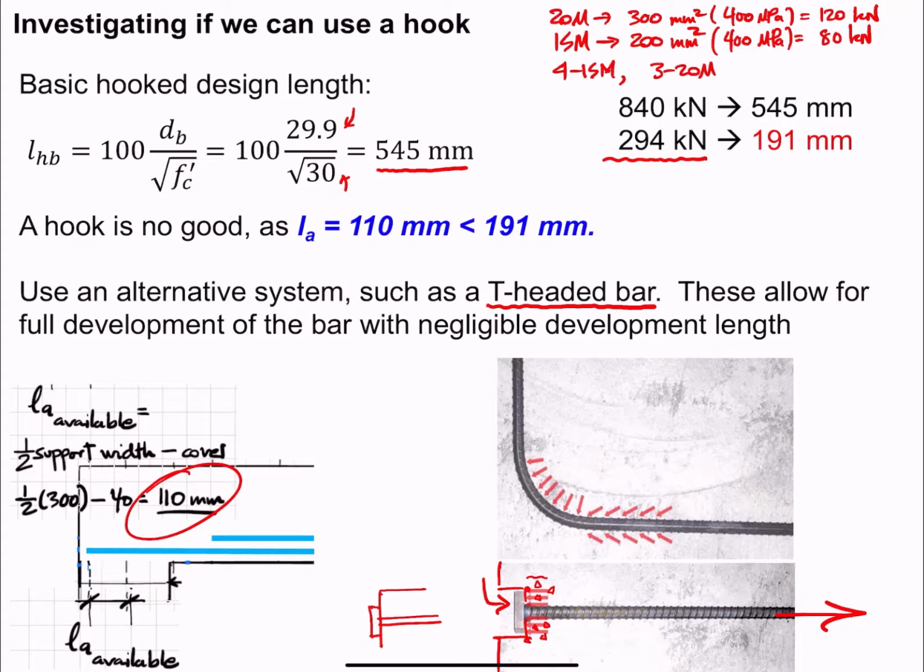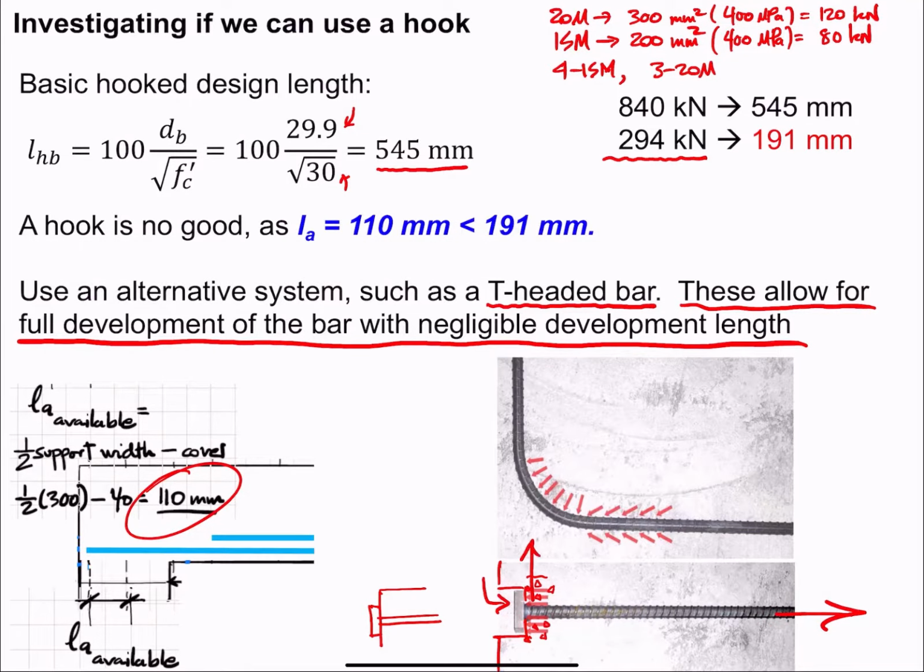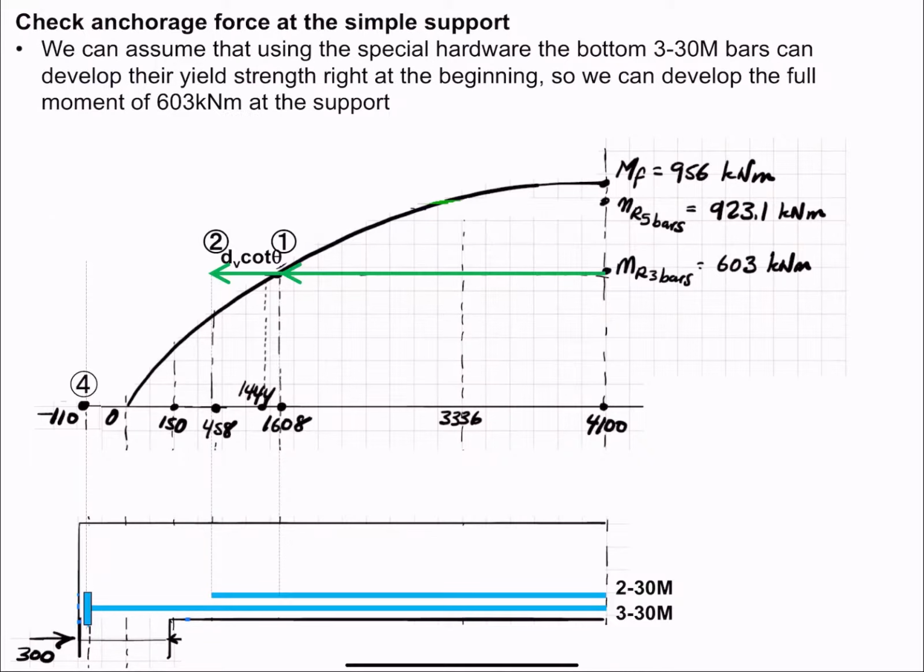So these T-headed bars allow for full development of the bar with negligible development length. They can develop the yield right where the plate starts. They can give you Fy instantaneously. So we finished with the anchorage.